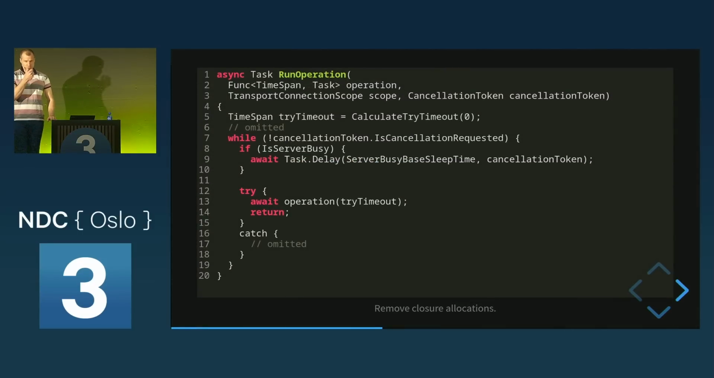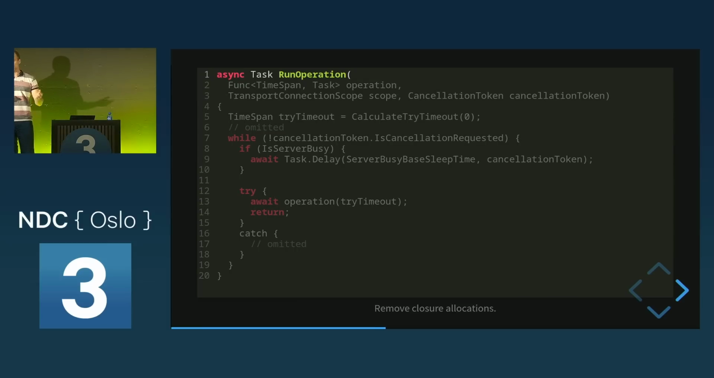So here we have this RunOperation method out of the Azure Service Bus SDK. And this is essentially a Polly-like retry capability mechanism. Whenever they're calling a server method, they're wrapping this method in this RunOperation method. And the RunOperation method returns a Task because these are going to be IO-bound methods.